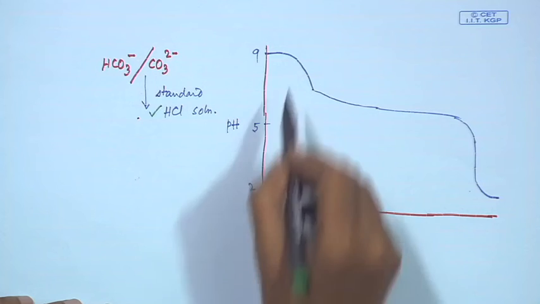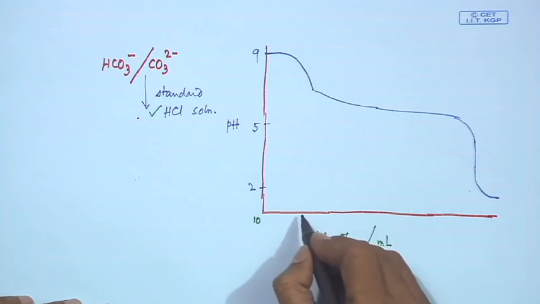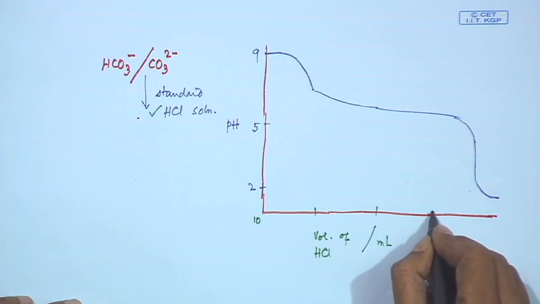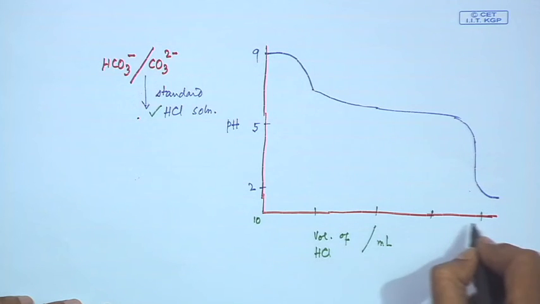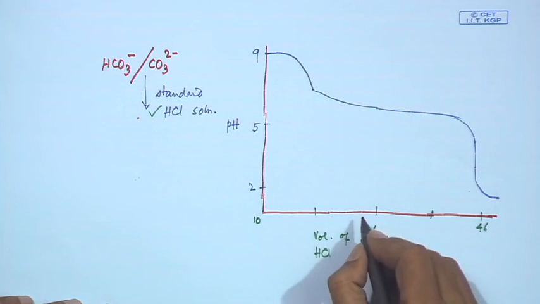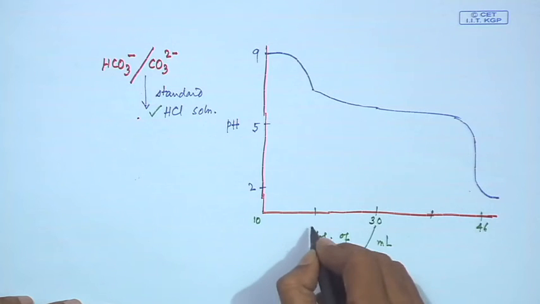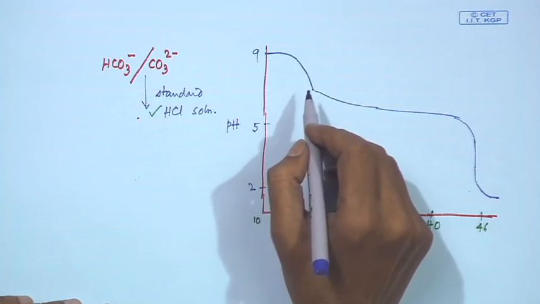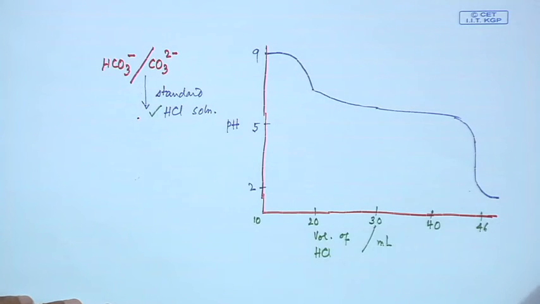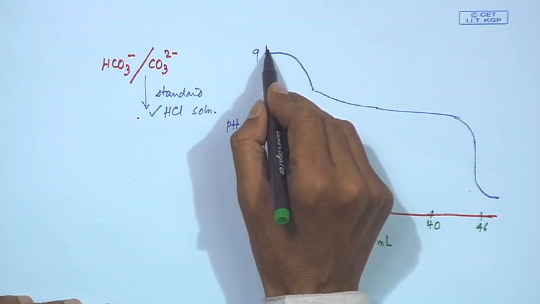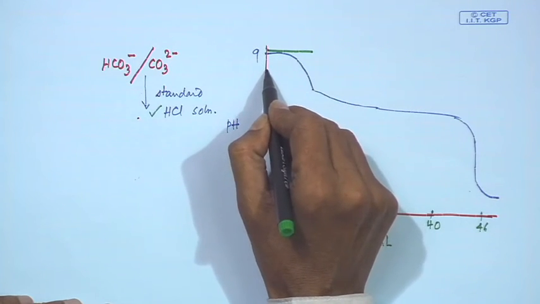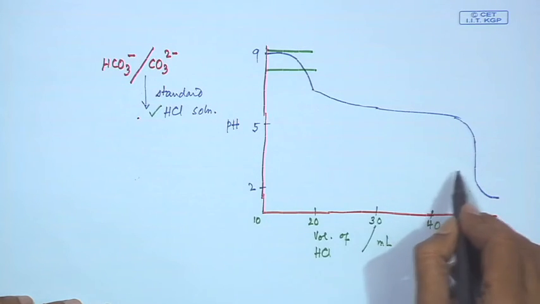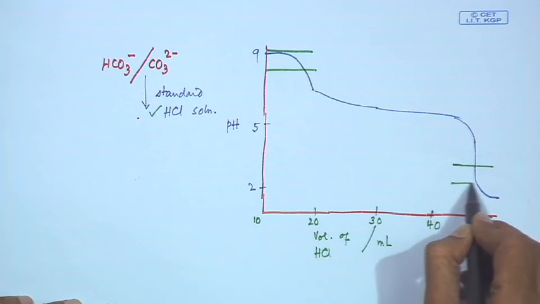So, it is not showing 0 to 10. From 10 how it is changing, this is basically 20, then 30, then 40, and between 40 and 46 are the actual values for that. This is 30, this is 20, and this is 40. So, what we see is that this particular point is where we can use a corresponding indicator. This is one indicator range, and this is at the lower pH values. This is another indicator range that we get.